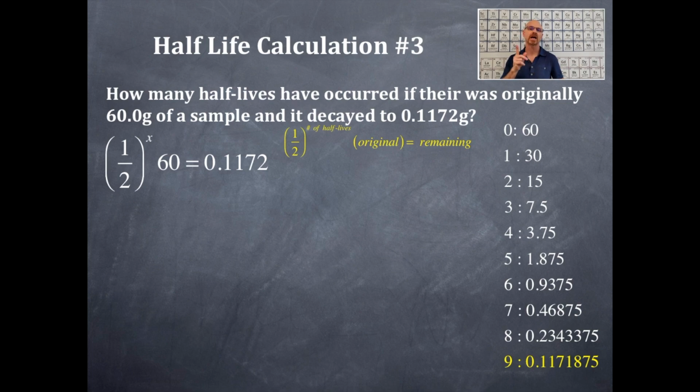I have 1/2 to the power of x times 60, the 60 is the original amount, is equal to 0.1172, and that is how much remains. Okay, so now we're going to solve for x. We're going to bring that 60 to the other side with a little division problem. That is what we get there.